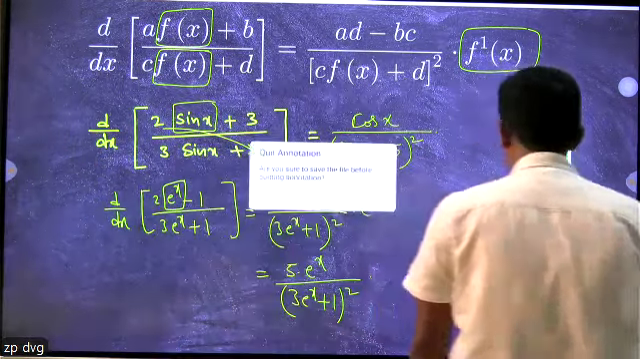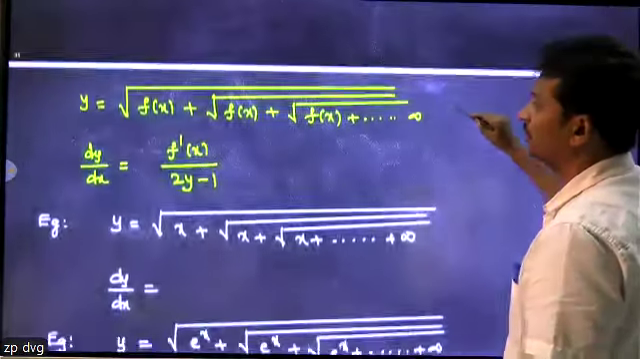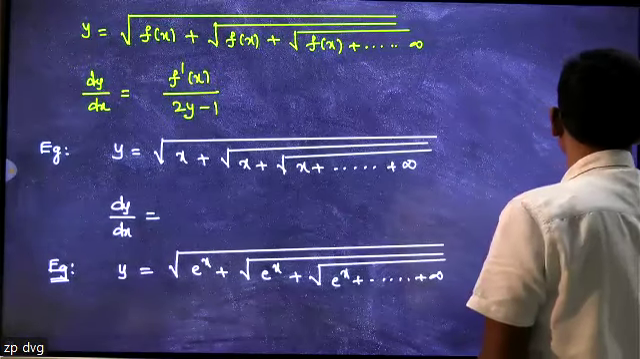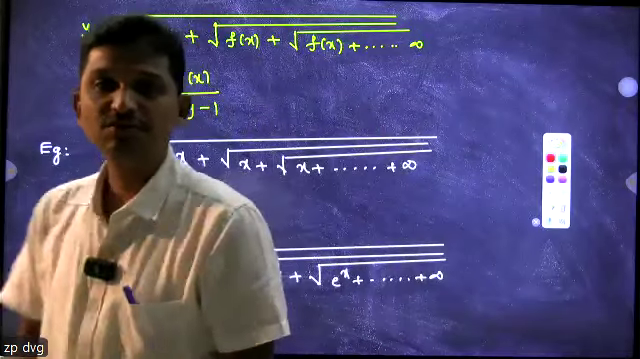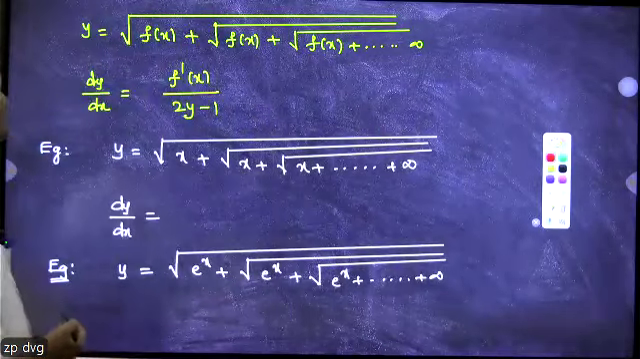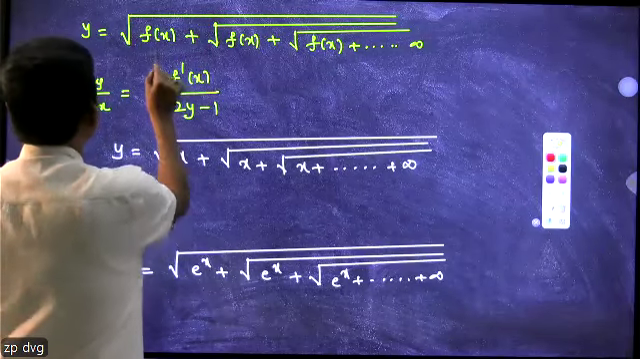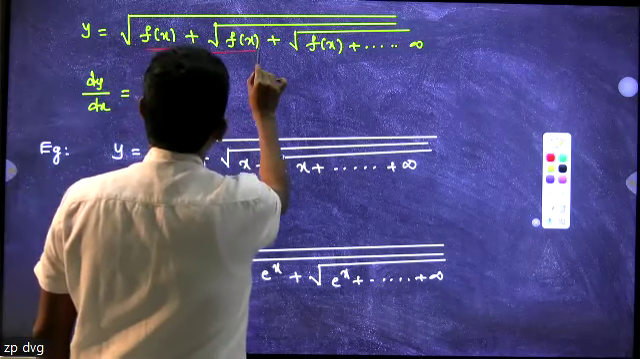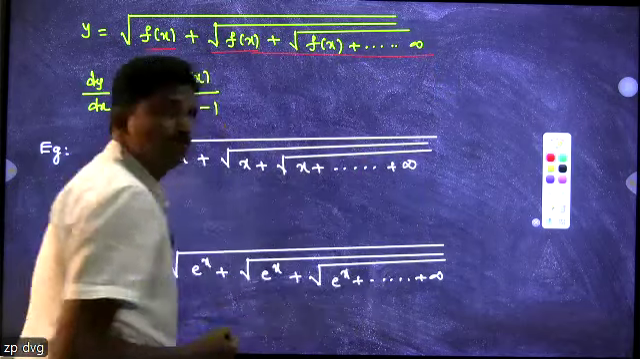Next, one more shortcut we'll see. We learned two shortcuts till now. This is the third shortcut in differentiation. Many shortcuts are there, but these are the ones we use frequently. Observe this: y equal to square root of f of x plus square root of f of x plus square root of f of x plus, like that up to infinity.